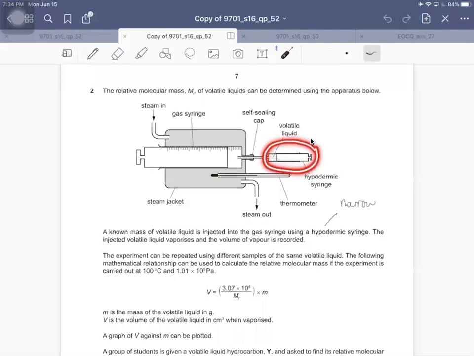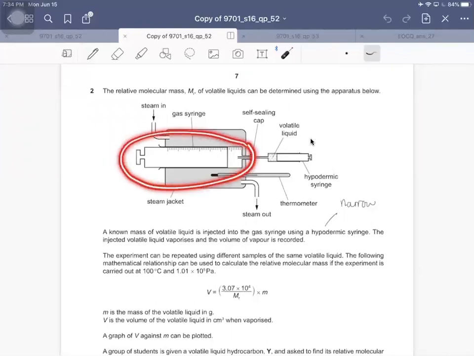Hypodermic syringe means a syringe that is connected to a needle, just like the syringe that they use for injection. So this is obviously different to a gas syringe, which is something that you are more familiar with, the syringe that you use in the lab, but the bigger version.